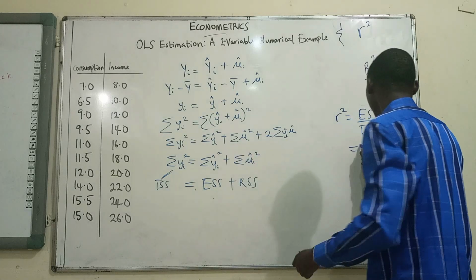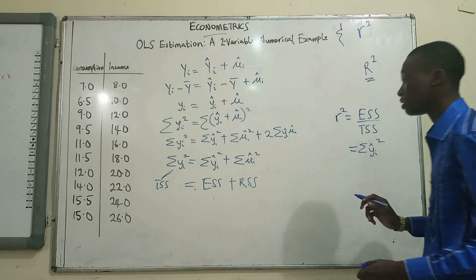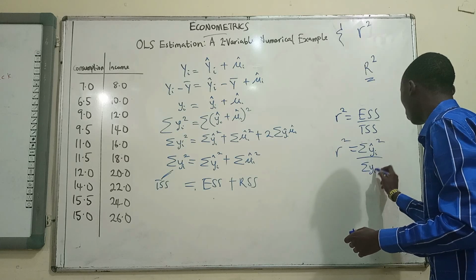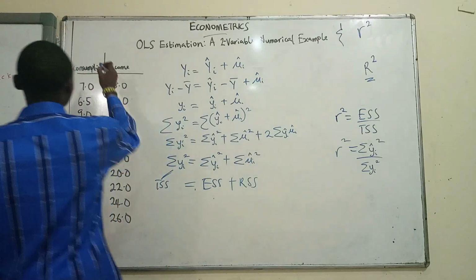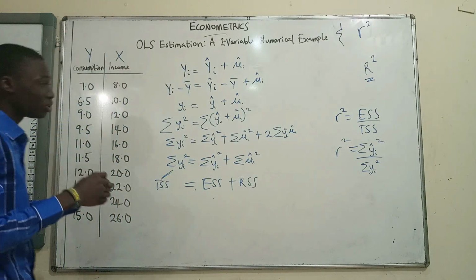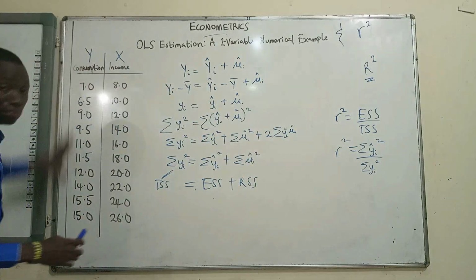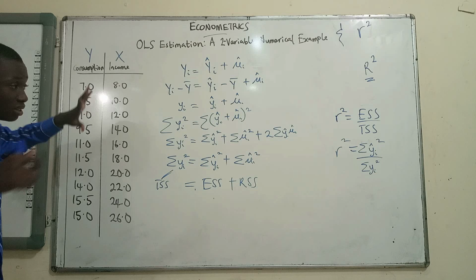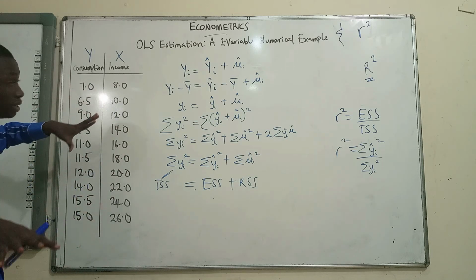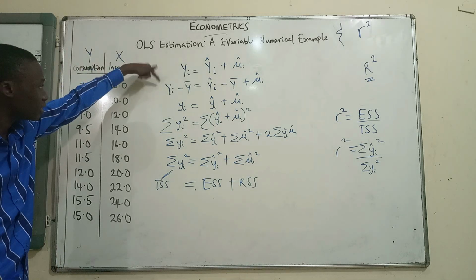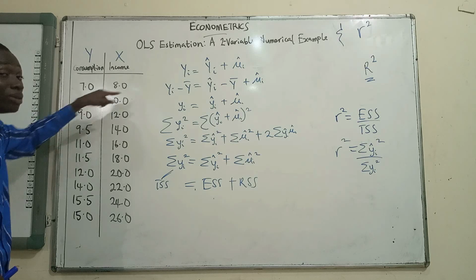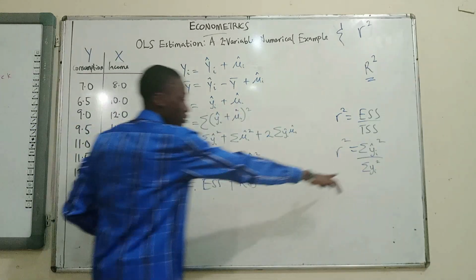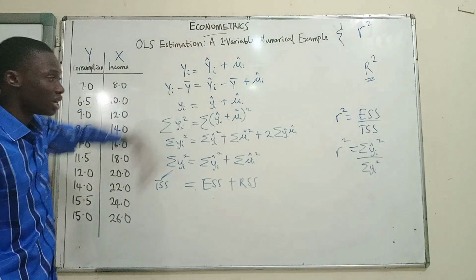ESS is what? This summation y hat squared, the small y, over TSS, summation y squared. So where this is our y, consumption, the dependent variable, and this is our x. To get our small y, we just find the mean, and we subtract it from each value. Let's assume the mean was 10. We're yet to calculate that. So we'll say 7 minus 10 is minus 3. That will be your small y for this. We'll do the same thing here: 6.5 minus 10, you get your small y, 9.0 minus 10. And then you square it, because you're going for summation small y squared. You square the value, and we'll be doing that shortly.